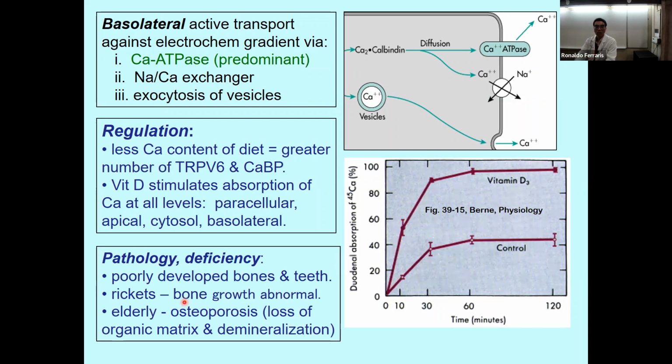What happens if you don't have enough? Chronic calcium deficiency in children and in older individuals leads to poorly developed bones and teeth. You can develop rickets, and in the elderly, you could have osteoporosis because of lack of calcium.